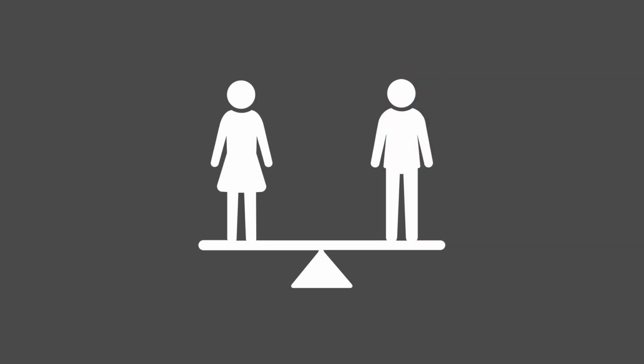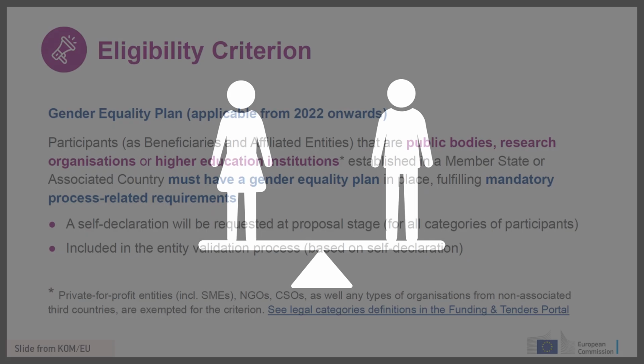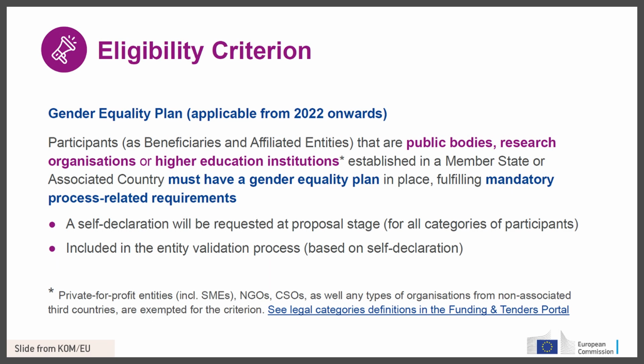We will now take a closer look at the gender equality plan itself, what it is, what it requires, and for whom it is mandatory as of now. The gender equality plan is a written plan that all public bodies, research organizations, and educational institutions must declare to have in place at the application phase. And this will be a validation criterion for these organizations. It should be filled in once for each legal entity.